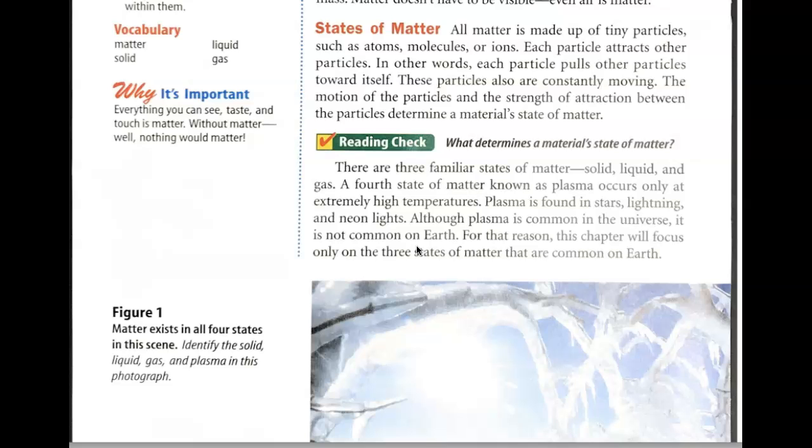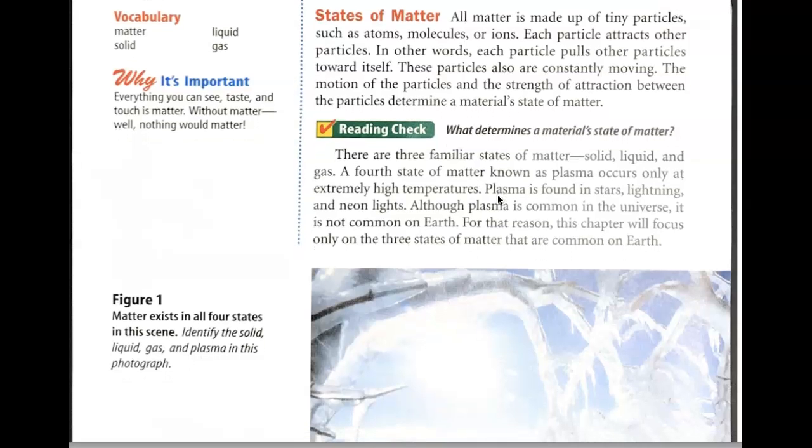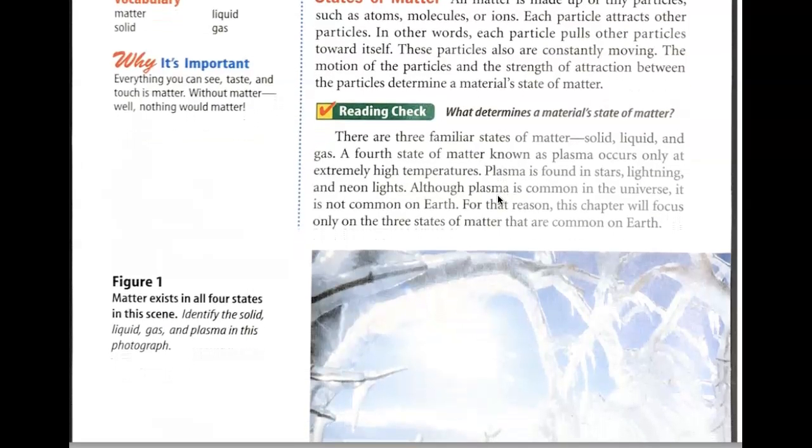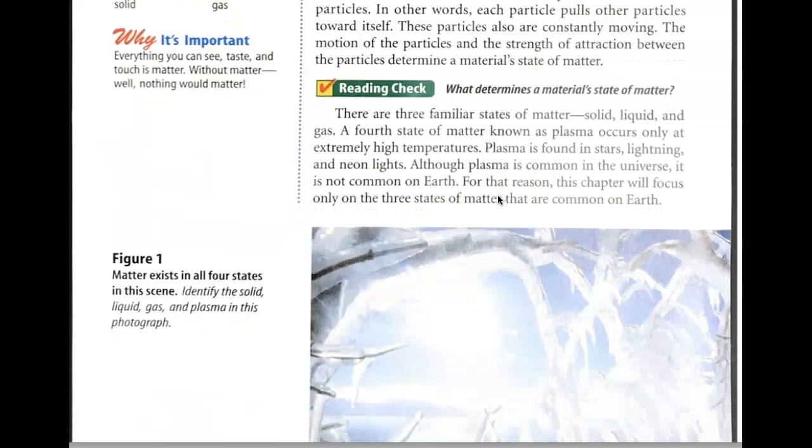States of matter. All matter is made up of tiny particles such as atoms, molecules, or ions. Each particle attracts other particles. In other words, each particle pulls other particles towards itself. These particles are also constantly moving. The motion of particles and the strength of attraction between these particles determine the material's state of matter.